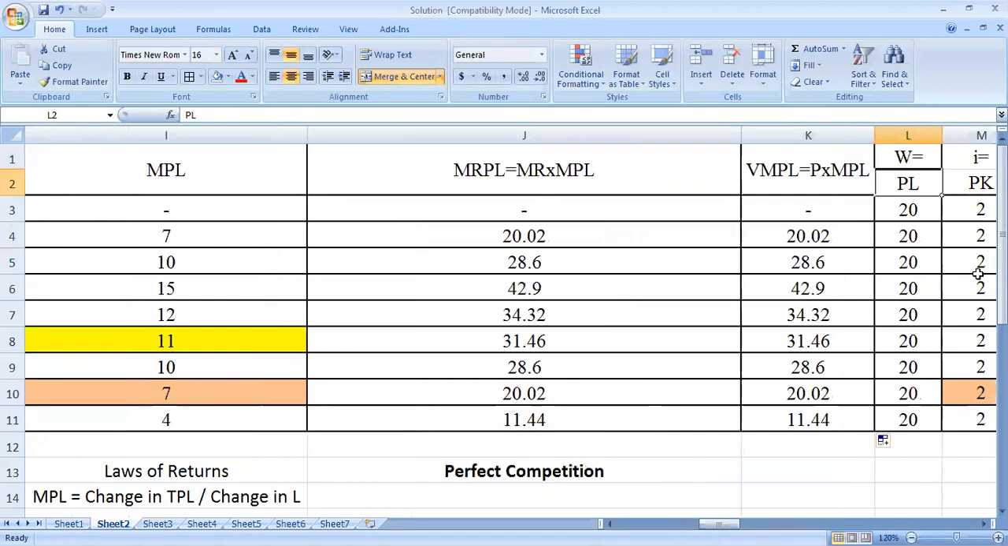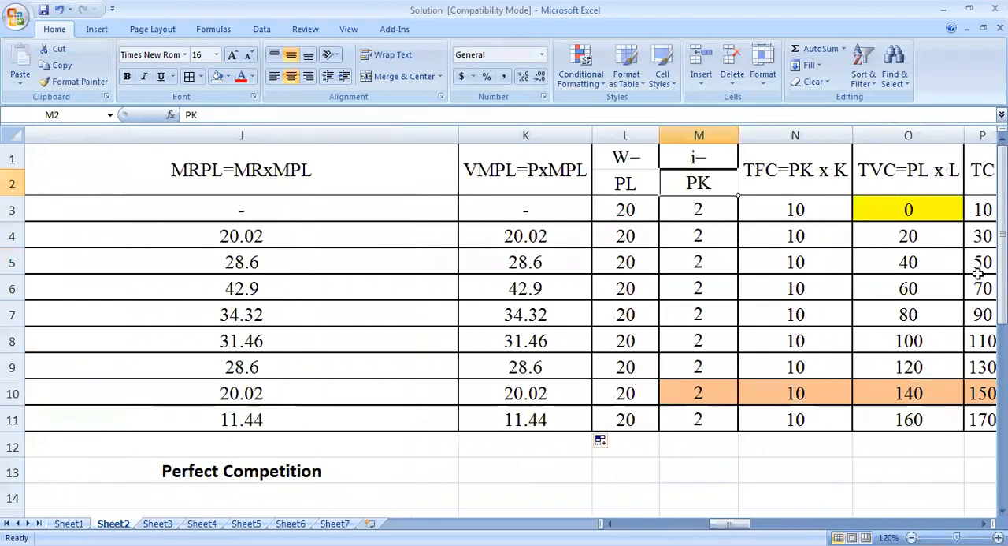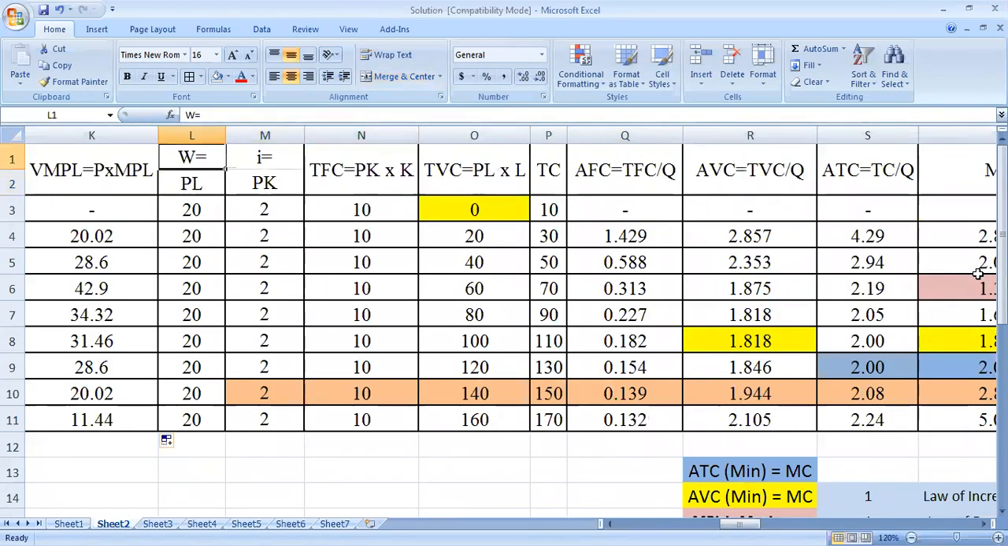After discussing these two columns of MRPL and VMPL, now let's move towards wages and interest rate. These are the two pieces of information which will be given to you.